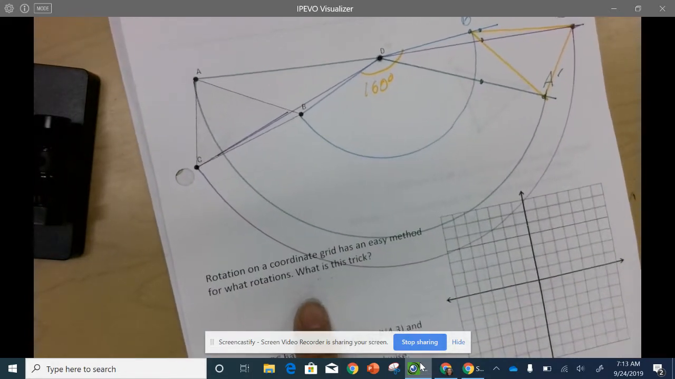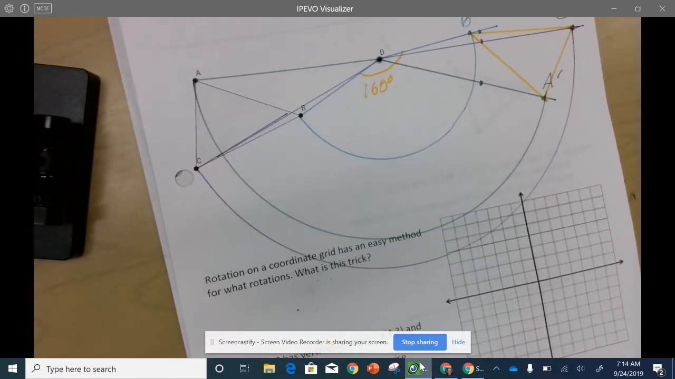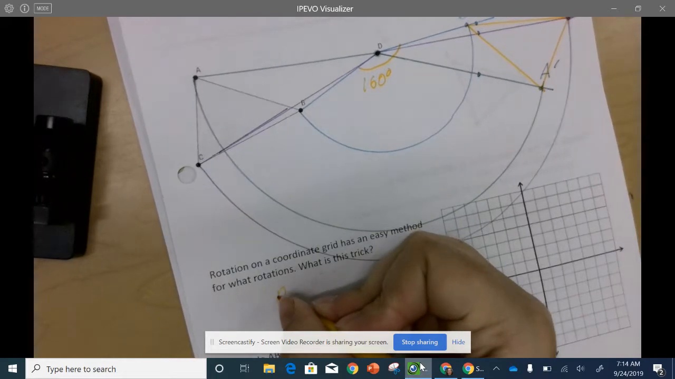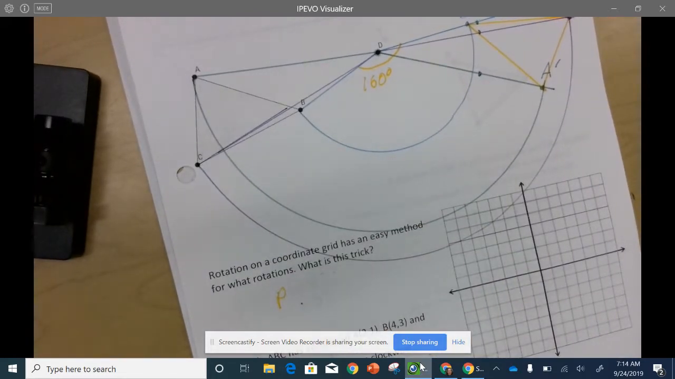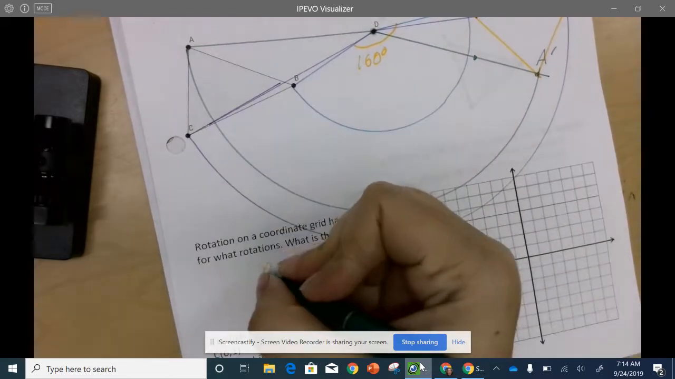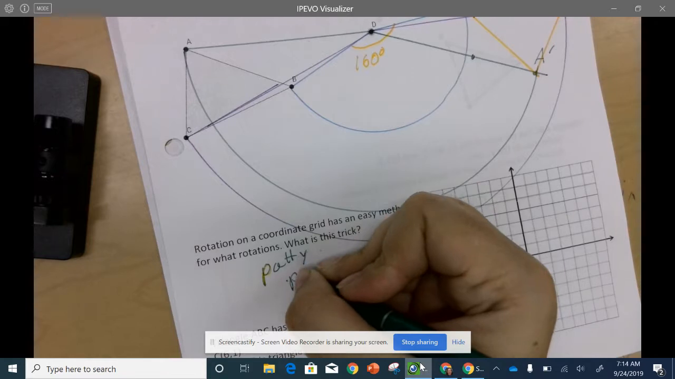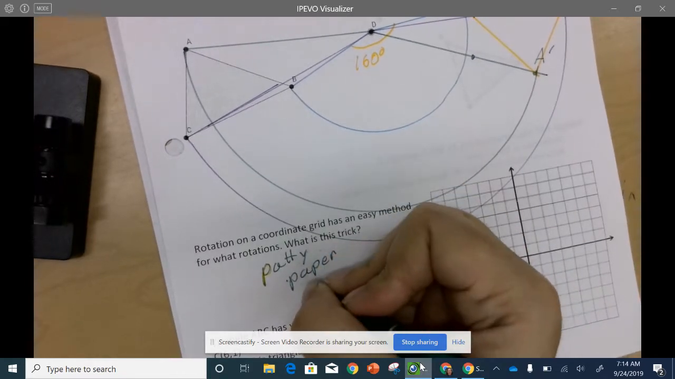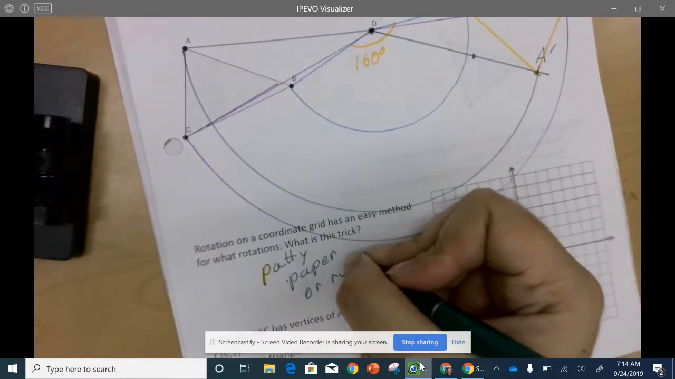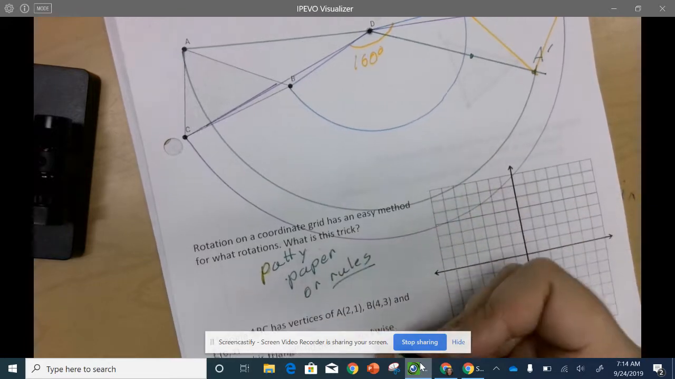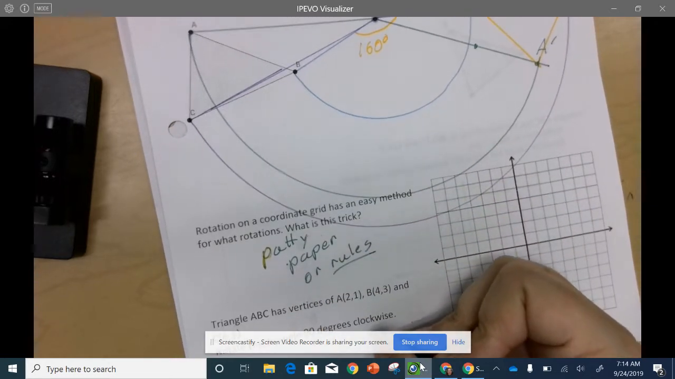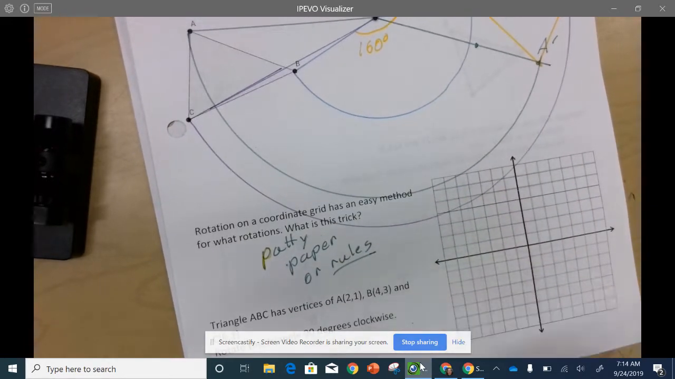What is this trick? So the trick for rotations, everybody, you can use patty paper. Okay. So everybody, you can use the patty paper or the rules. Okay, and this one, everybody, is clockwise. So we're going to go in the direction of a clock.